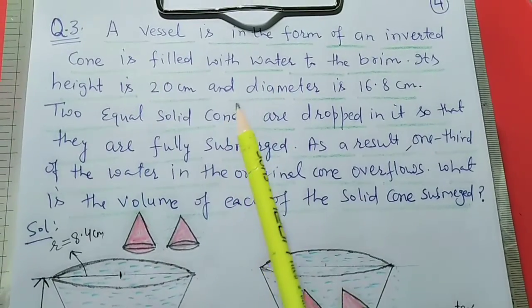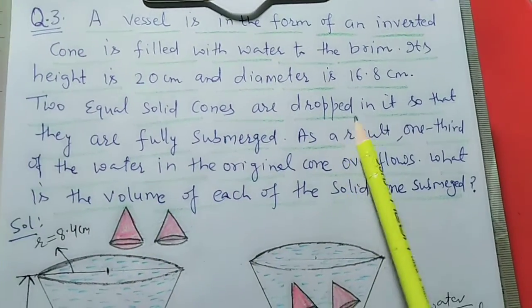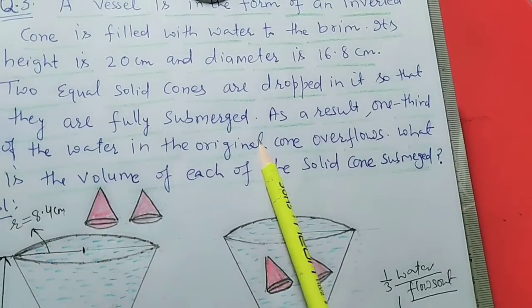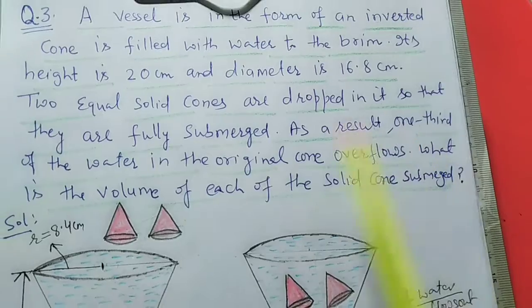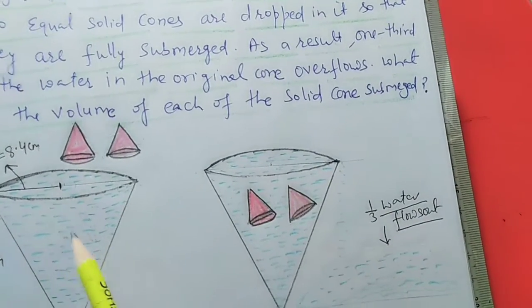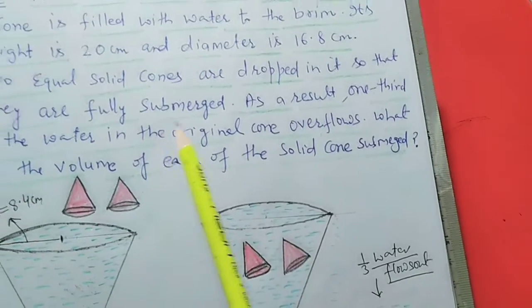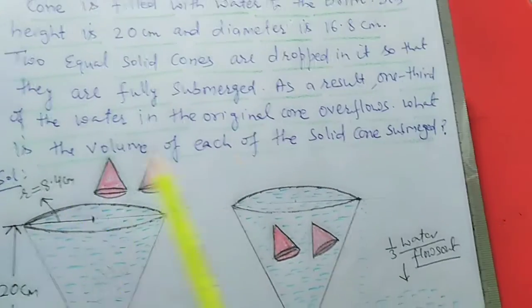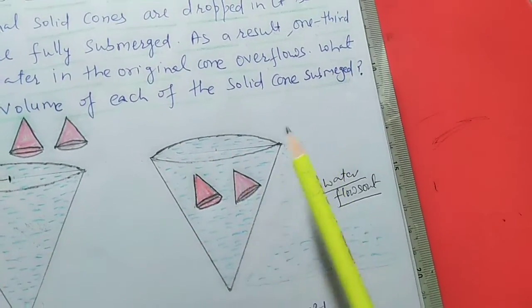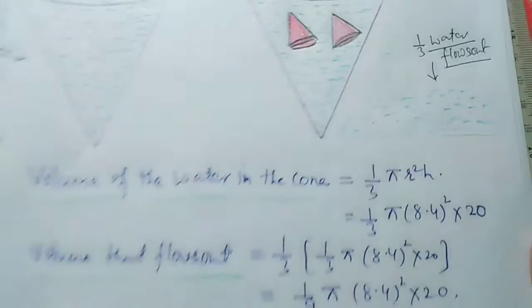So what is given in the question? Two equal solid cones are dropped into it so that they are fully submerged. As a result, this is important to note, 1/3 of the water, that is 1/3 of this volume of water in the original cone, overflows. So what is the volume of each of the solid cone? So now what would be the strategy?